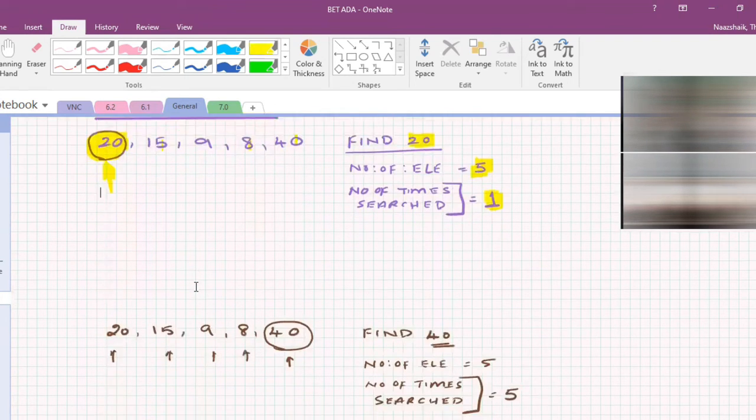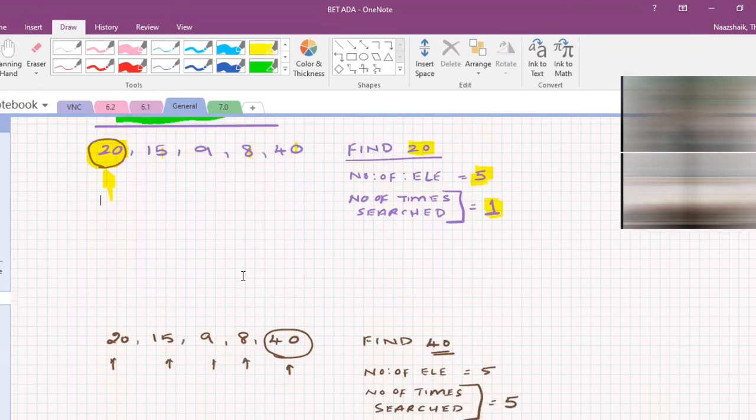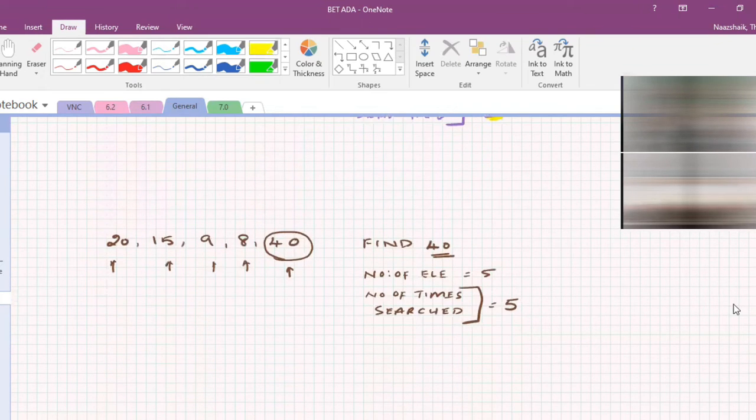Now let us look at a different scenario. Same input, I'm not changing the input, but I want to find 40. So how am I going to do it? I go to 20, I say no. I go to 15, I say no. Then 9, then 8, and finally I got what I wanted. So how many times did I search? 5 times. After 5 times, I got what I wanted.